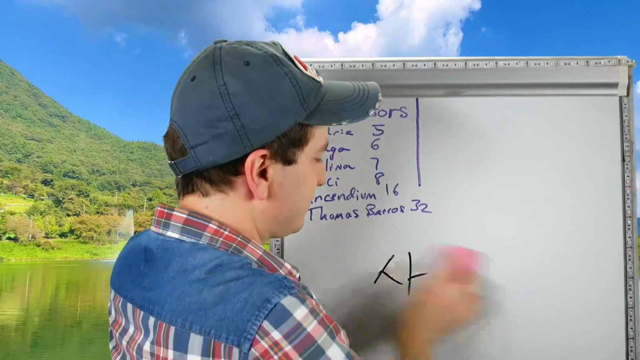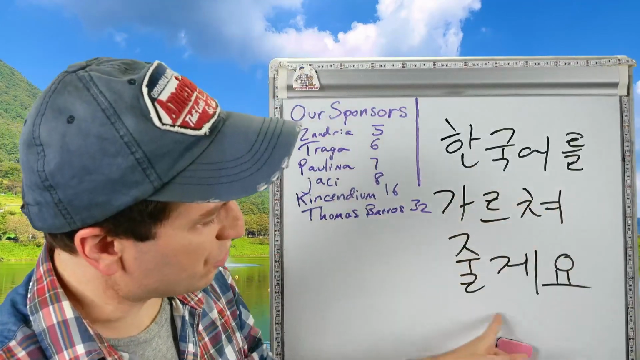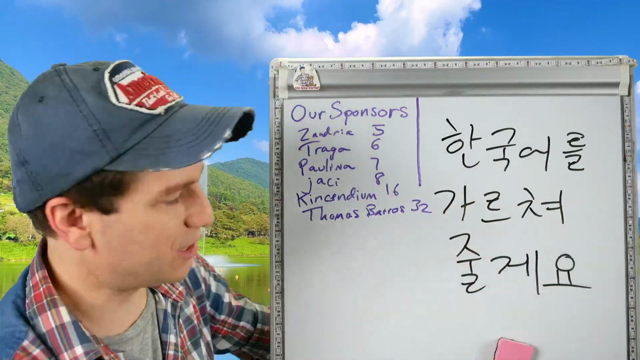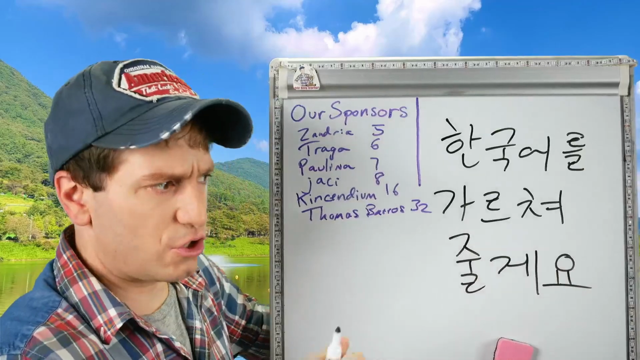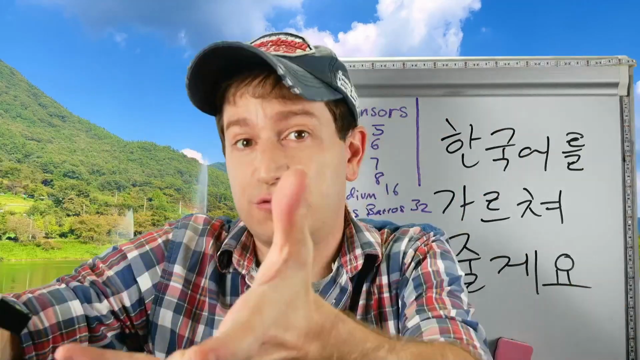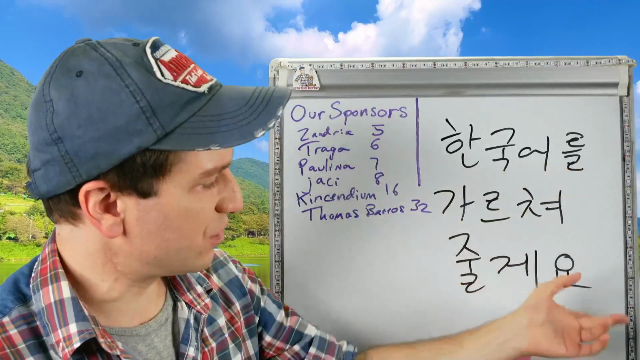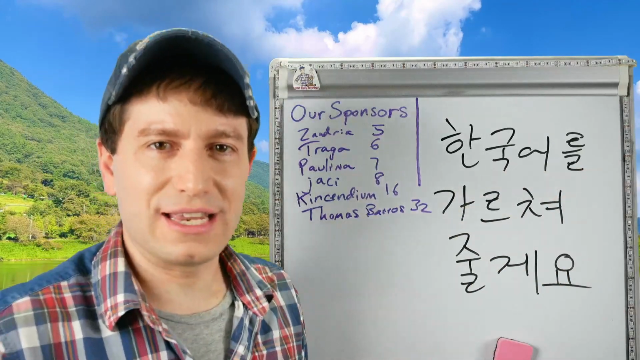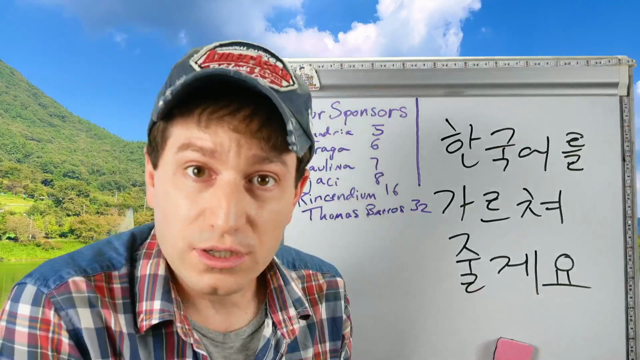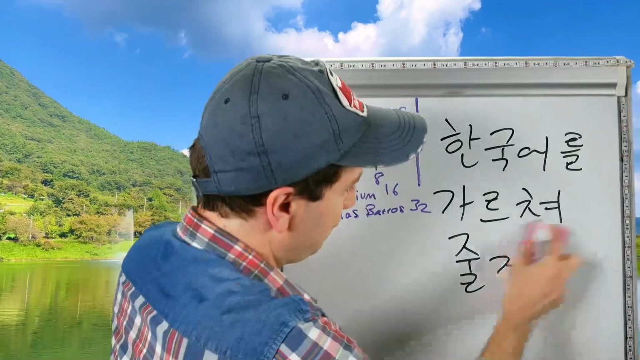한국어를 가르쳐 줄게요. 한국어, Korean language. 가르치다, to teach. 가르쳐 주다. So you're giving someone the teaching of Korean. So you're teaching for someone. 한국어를 가르쳐 줄게요. So I will teach you Korean. Not just I will teach Korean, but I will teach it for you. I'm giving you my teaching.